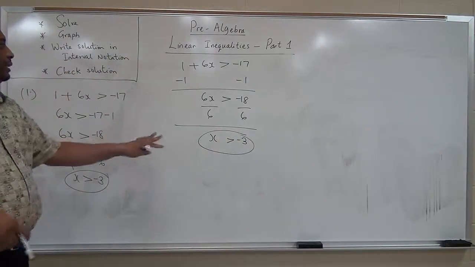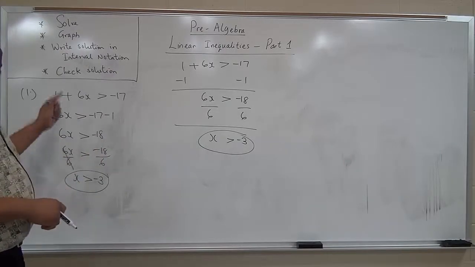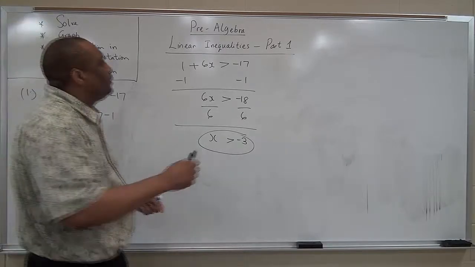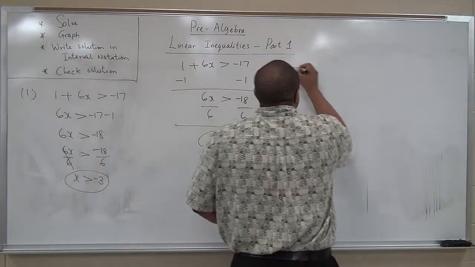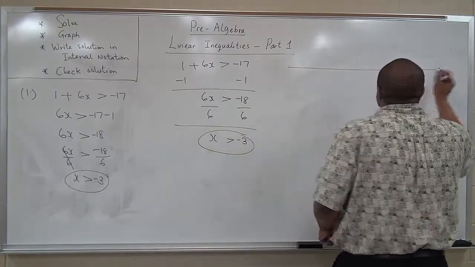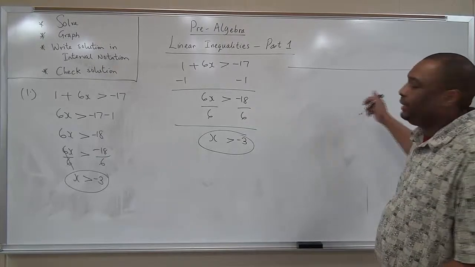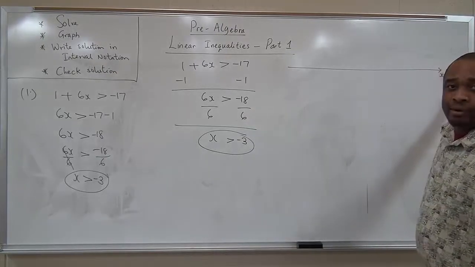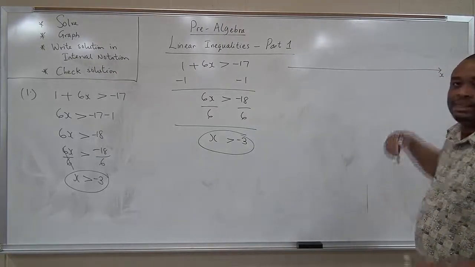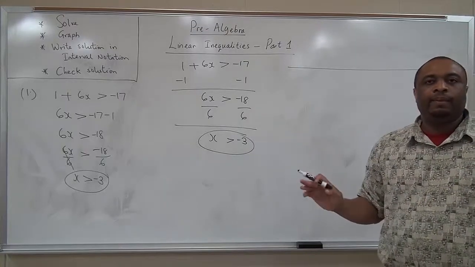So we have solved it. The next thing we do now is to graph it. So we graph on a number line. Now for your number line, I need you to draw the horizontal line. I need you to put an arrow at the end, and I need you to write x. That is the real number line.